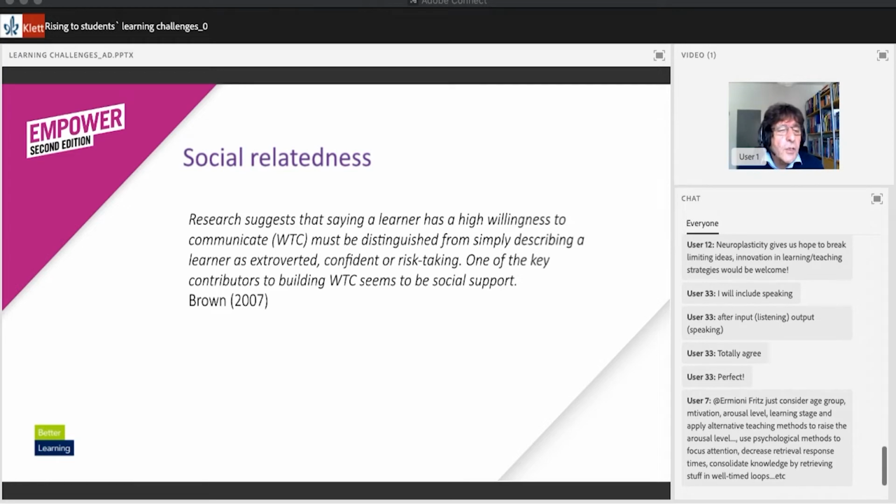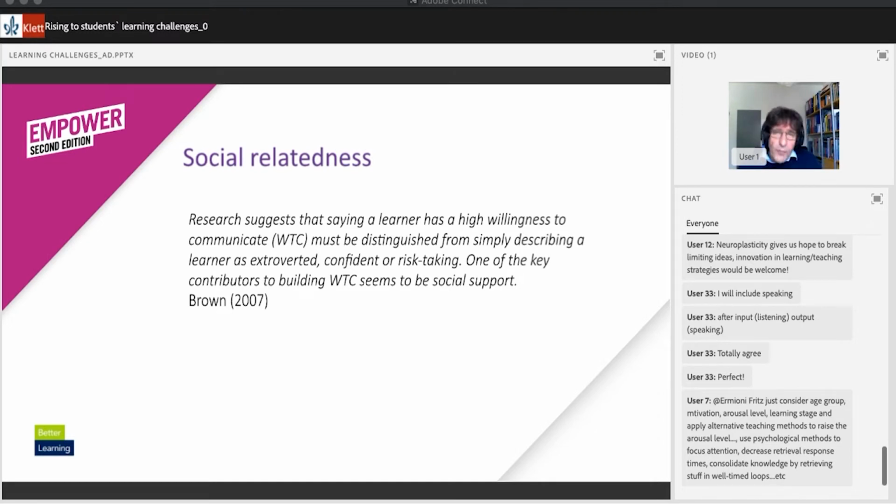And this is what he says about social relatedness. He says, research suggests that saying a learner has a high willingness to communicate, which he calls WTC for short, must be distinguished from simply describing a learner as extroverted, confident, or risk-taking. One of the key contributors to building willingness to communicate seems to be social support. So what he's saying here really is that, of course we want our learners to communicate and interact in class, and this involves risk-taking. To some extent, this depends on the learner's personality, but an extremely important factor in this is the level of social support in the group.